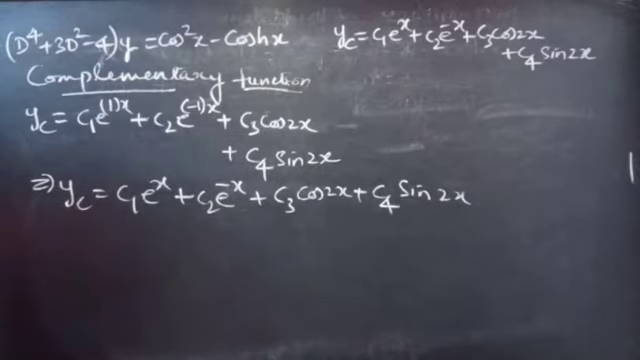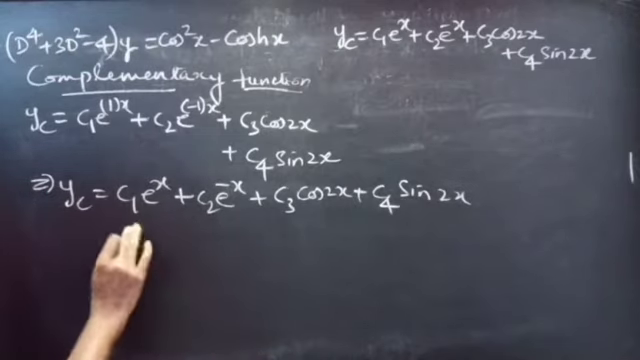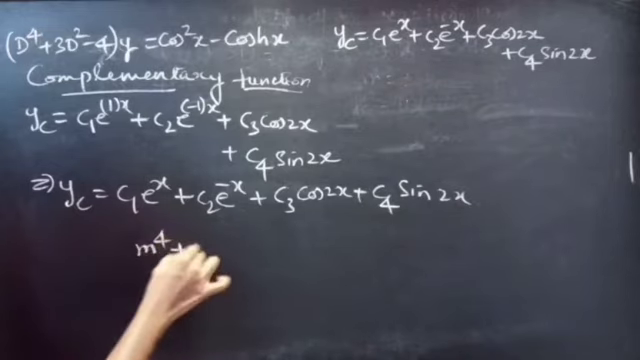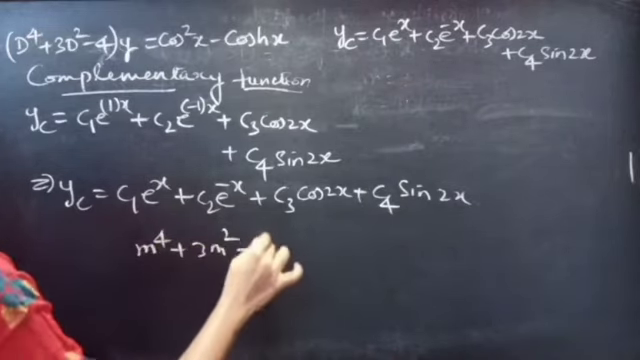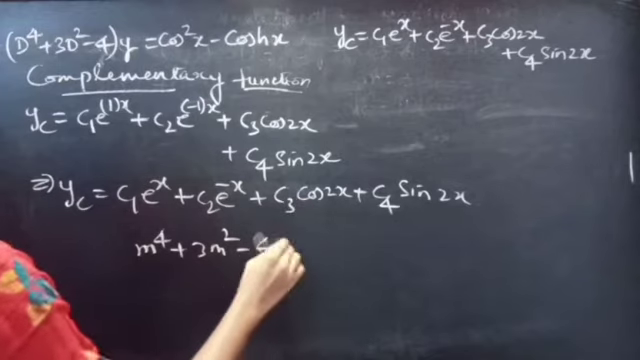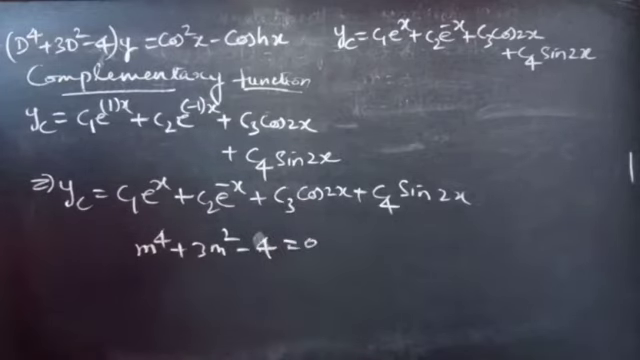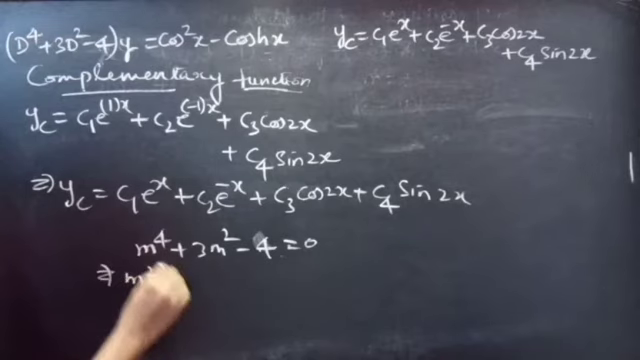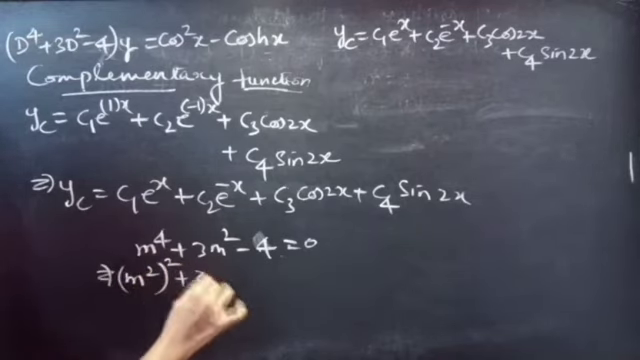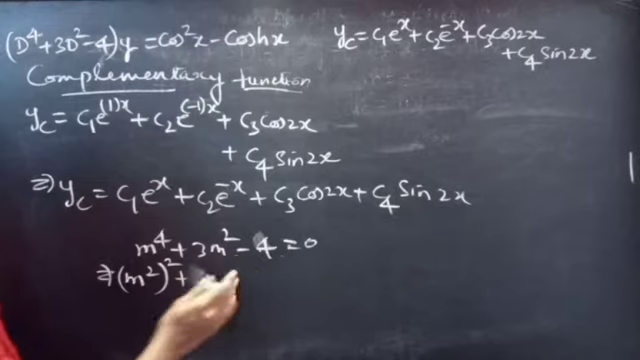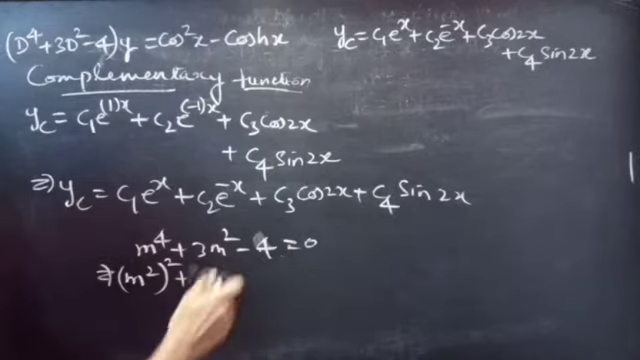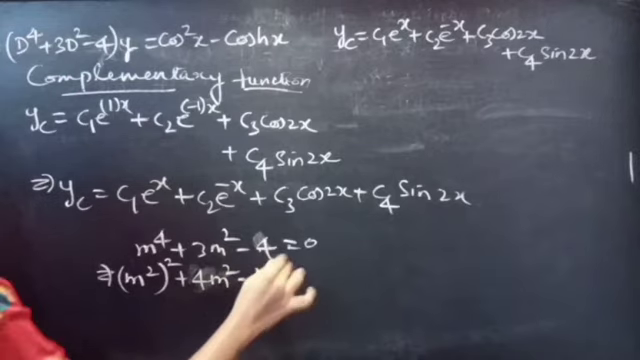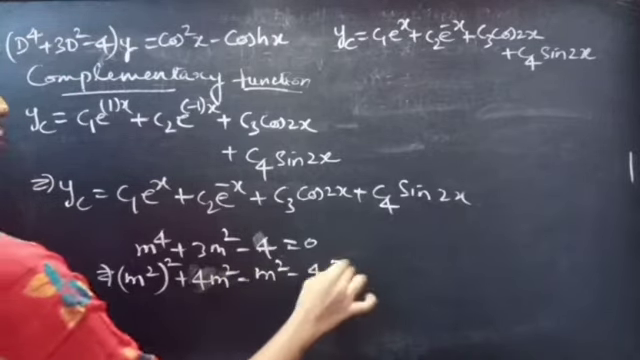Without using the synthetic division method, we can also find the roots by factorizing the polynomial. Okay, you can write m power 4 as m square whole square, plus, write 3m square as 4m square minus m square, minus 4 equals to 0.